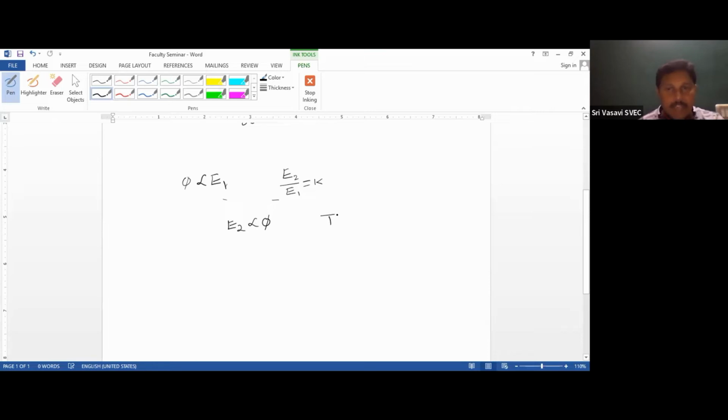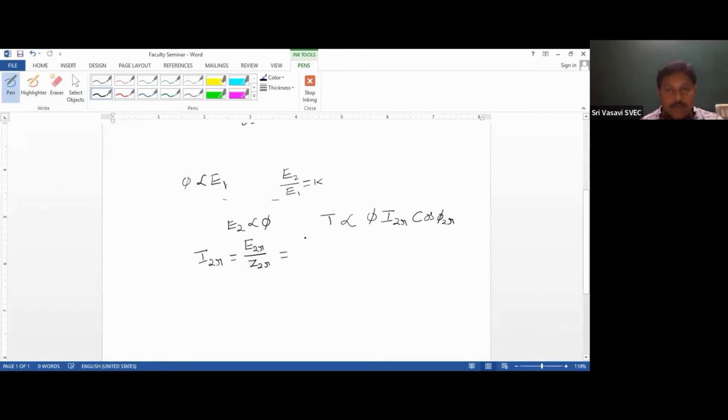So in the torque equation, T is directly proportional to φ I2R cos φ2R, I replace φ with E2. Also I2R, the rotor current in running condition, equals E2R by Z2R, where E2R is the rotor induced EMF in running condition and Z2R is the rotor impedance in the running condition.